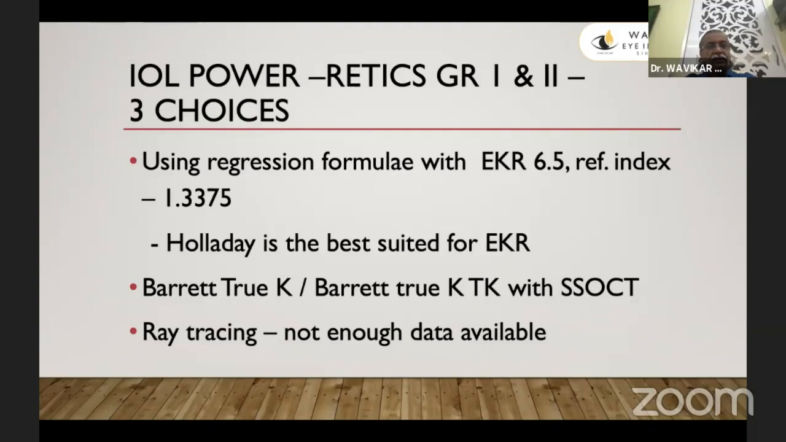Then the second approach is the Barrett approach. So there are two ways we can go. Number one is Barrett True K and Barrett True K TK with swept source OCT.